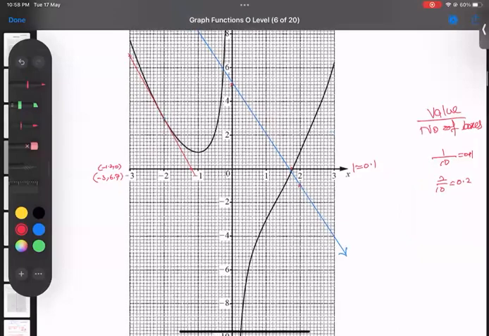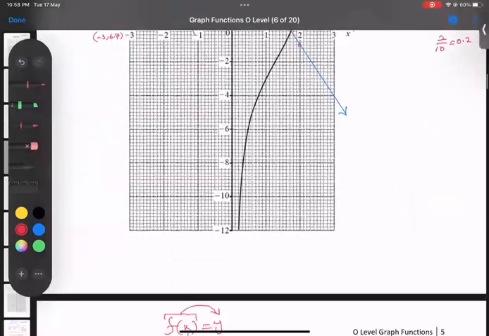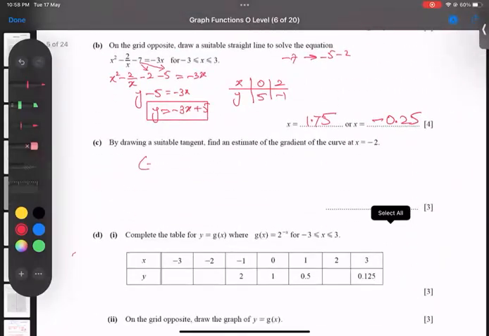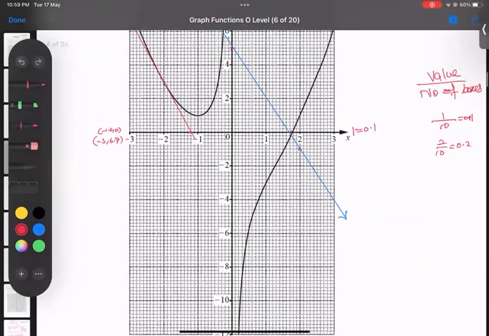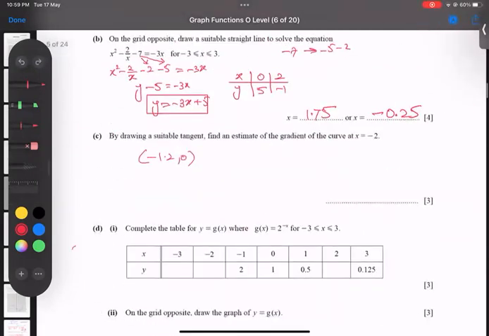So let's see. X is -1.2 and 0. Yeah, -1.2 and 0. And -3 and 6.7. You must label x1, y1, x2, y2 because the gradient formula is very clear: y2 minus y1 over x2 minus x1.